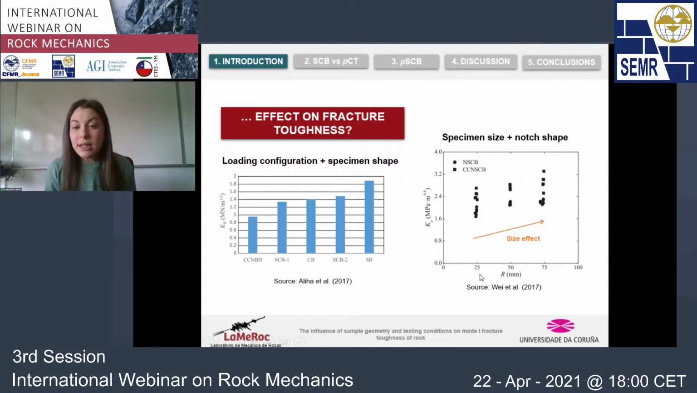We can also see, for instance, in this work, that there is a size effect, and that we obtain higher values of fracture toughness as we increase the size of the specimen. And even the shape of the notch has an influence, with lower values being recorded for the cases in which a straight notch is cut in the sample.